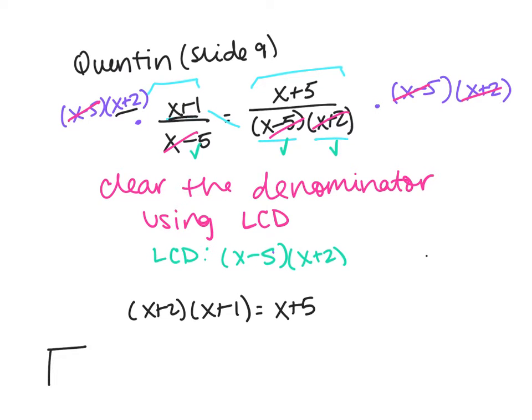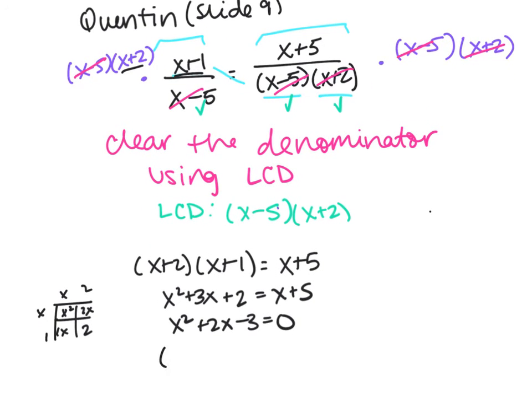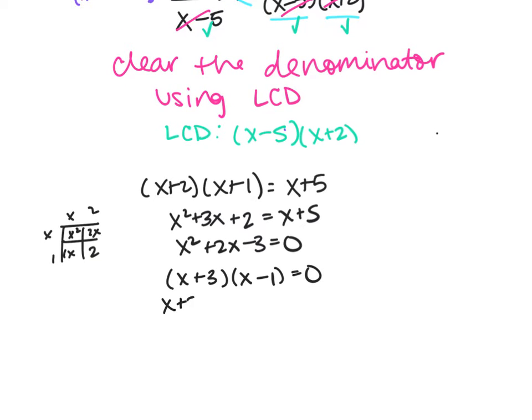But just so you can see, we would have to use our box to multiply out this left side: x squared plus 2x plus 1x plus 2, and that equals x plus 5. We have to get everything to the same side of the problem because this is a quadratic, so subtract the x over, subtract the 5 over. And then since this is a quadratic, we would have to refactor. This is taking us way back to all of our quadratic factoring methods. Set each equal to 0 and solve.